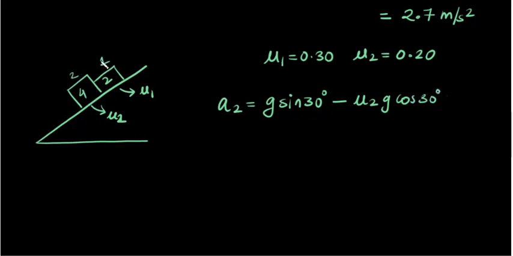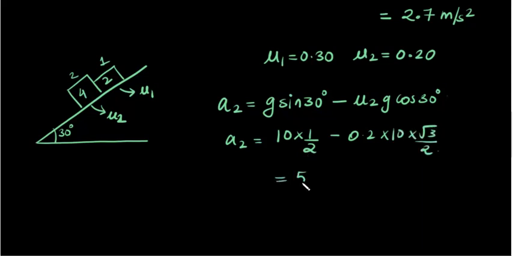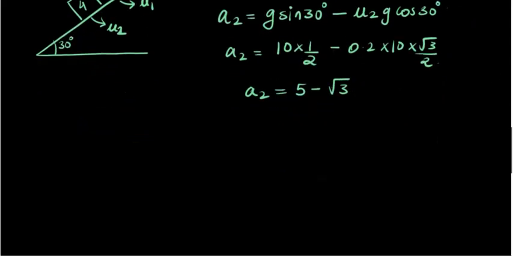This is the second block, this is the first block. This angle is 30 degree. So A2 is equal to 10 into 1 by 2 minus 0.2 into 10 into root 3 by 2. So this will become 5 minus root 3. This is A2. Similarly, if we do the calculations for A1, what we will get?